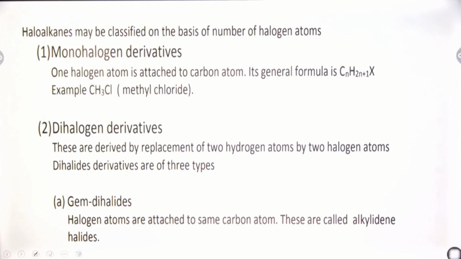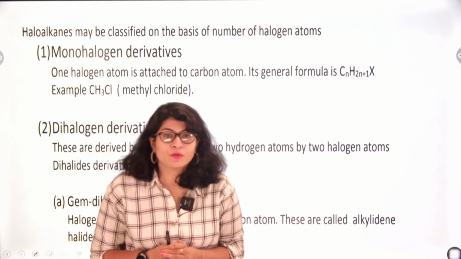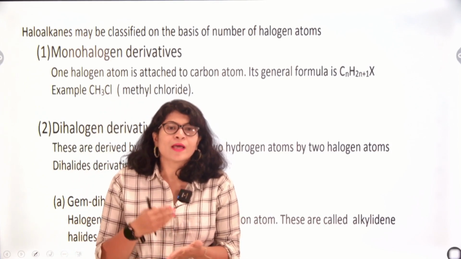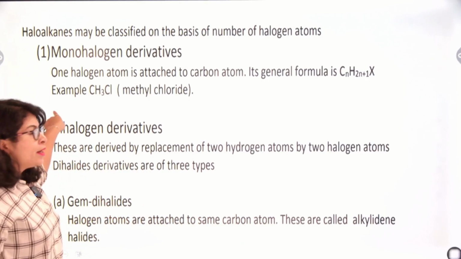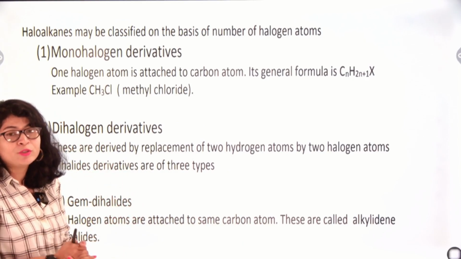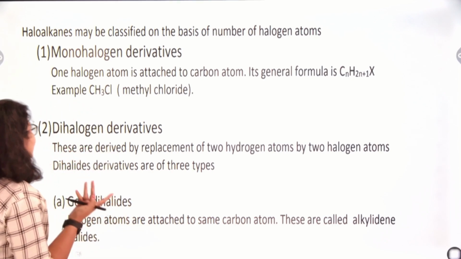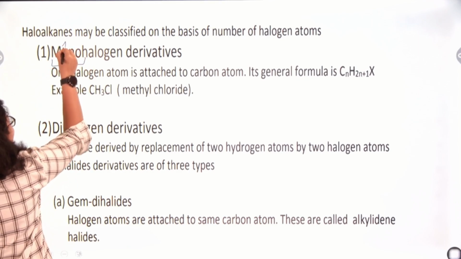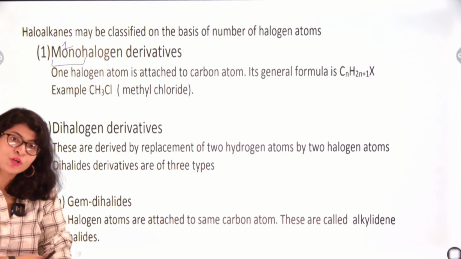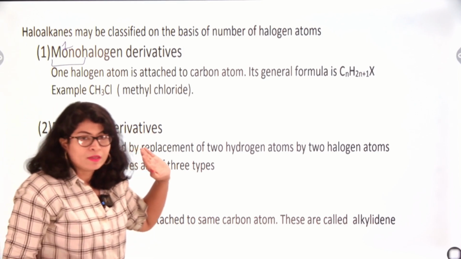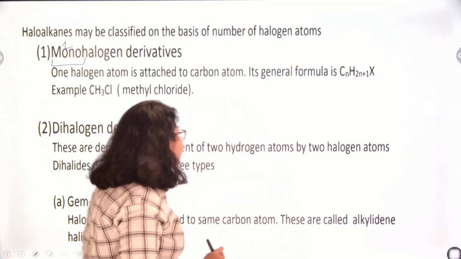Now, if I see how haloalkanes are classified, first of all, it depends upon the number of halo groups. First is monohalogen, dihalogen derivative, and polyhalogen derivatives also. If one halogen atom is attached to the carbon atom, then it falls under the category of monohalogen, because as you can see from the name, mono means one. So if only one halogen atom is substituted in the haloalkane, it falls under this category. Now, dihalogen obviously means two halogen atoms are substituted.